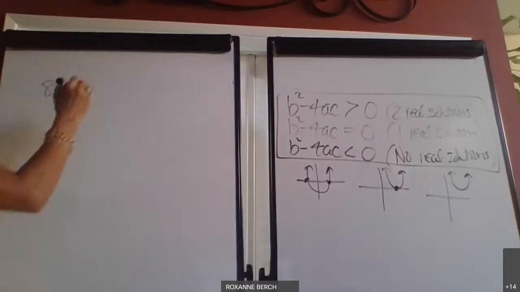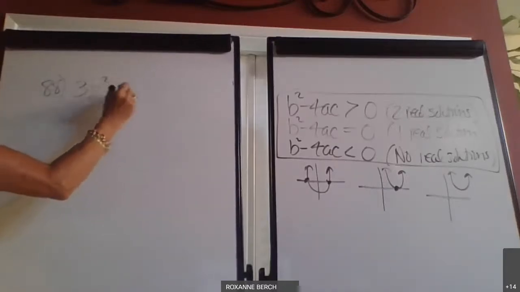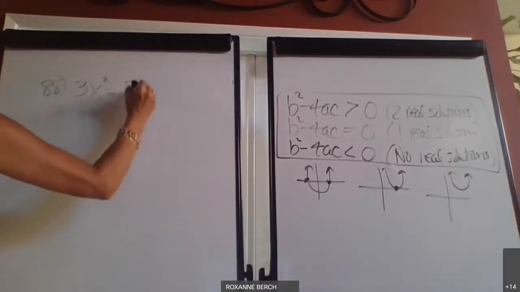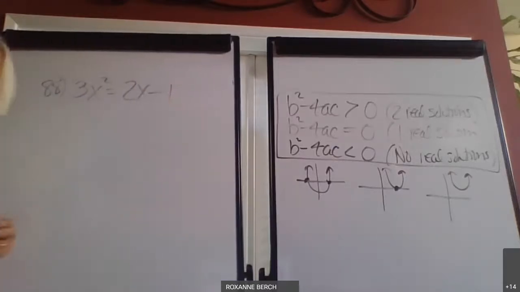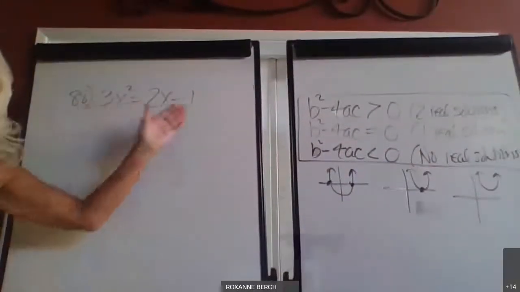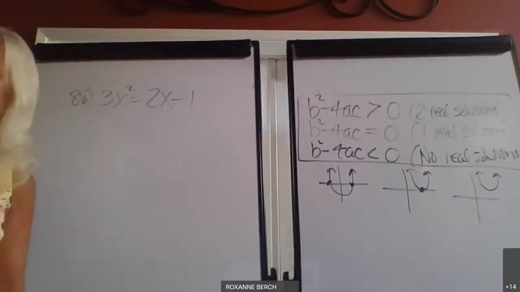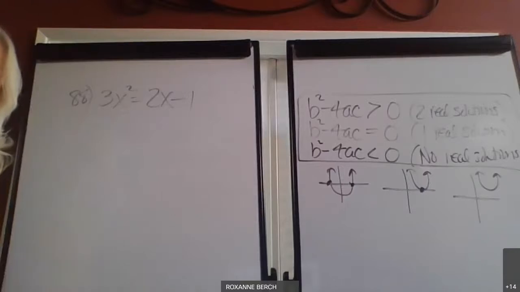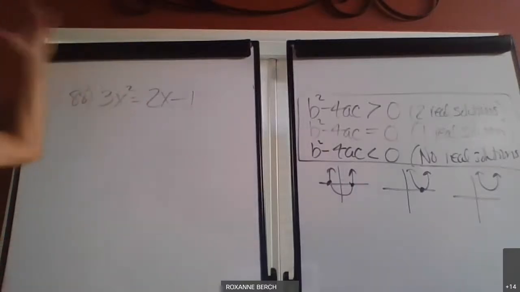Okay, 88 is 3x squared equals 2x minus 1. I've seen students before do this. Oh, wait, B is 2, C is no, it's not. You have to set it equal to 0 to get A, B, and C. You can't just look at that and say A, B, C, there it is.